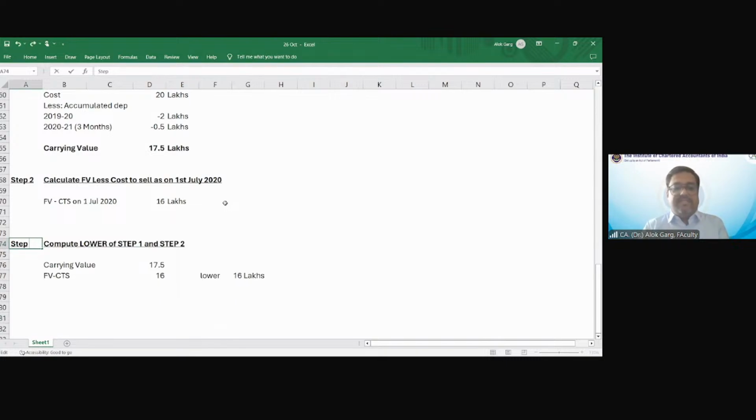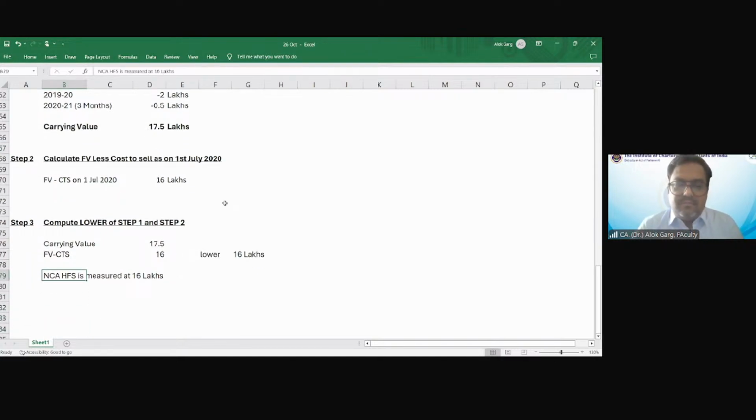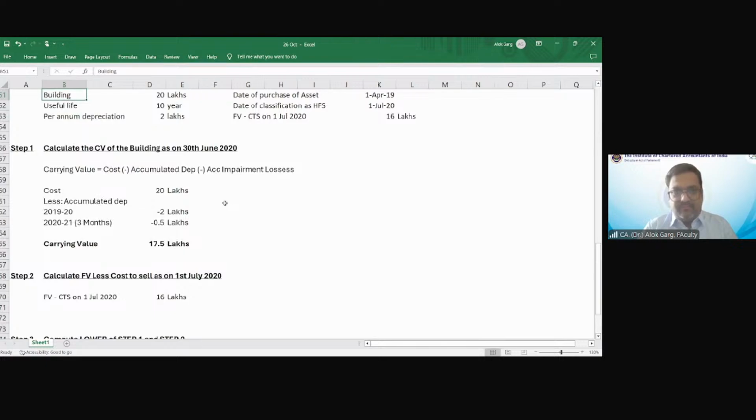So this NCHFS is measured at 16 lakhs. Shall I give you the accounting entries also?